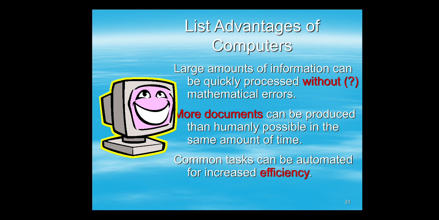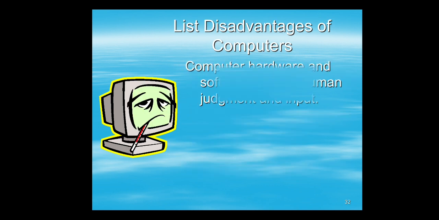Common tasks can be automated for increased efficiency. So this is another thing. If you use software, you enter one number, the software will update all the journal, the ledger, and can also update the trial balance.